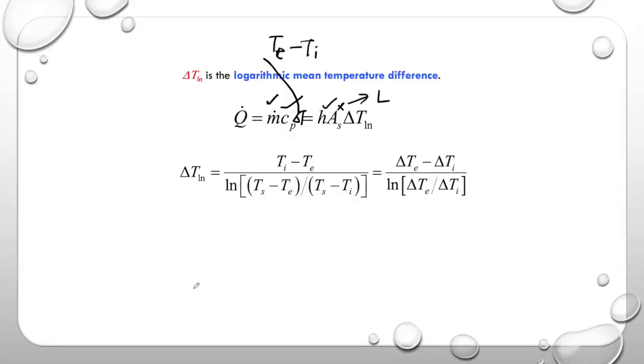So we can find Q dot by using the m dot Cp delta T equation. And then what about delta T log mean? Let's take a look at the equation for delta T log mean. Do we have Ti? Yes. What about Te? Yes. Ts? Yes. So we can solve the delta T log mean, and then this delta T log mean can be found.